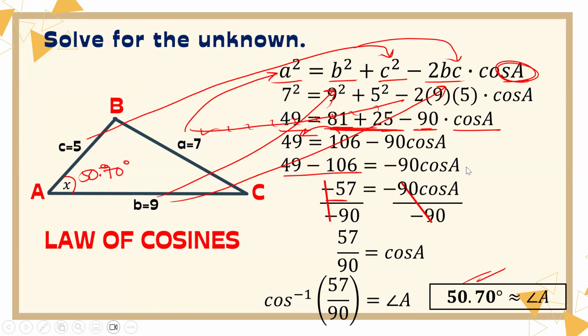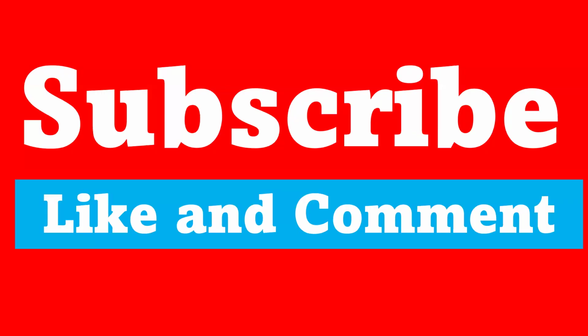Right, so this is how we use the law of cosines to determine an unknown angle or unknown side for this particular type of problem. So if you have three sides and an unknown angle, we use the law of cosines, and this is the process on how we simplify these types of problem to solve the unknown value.